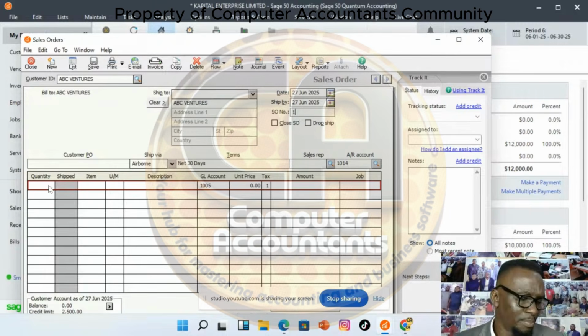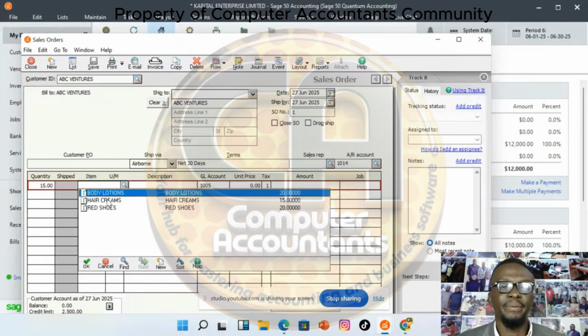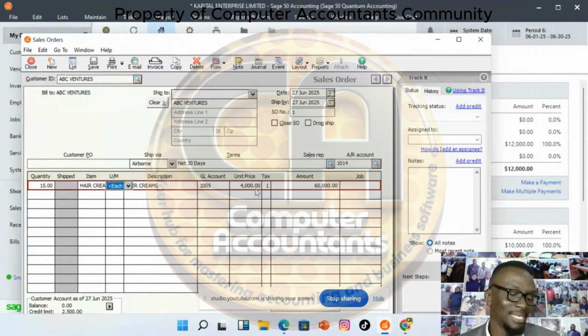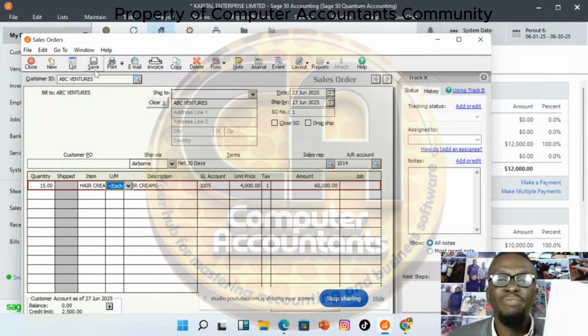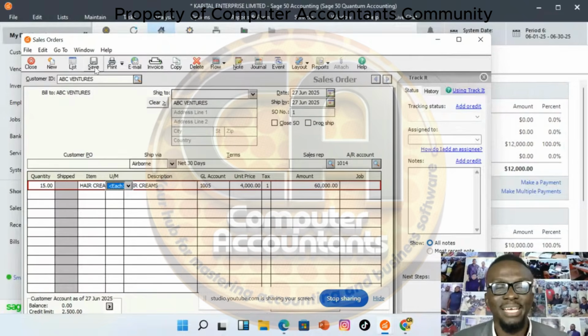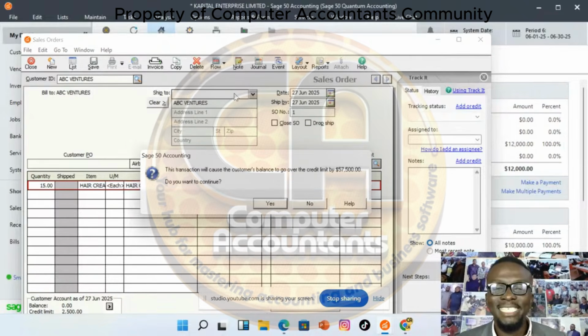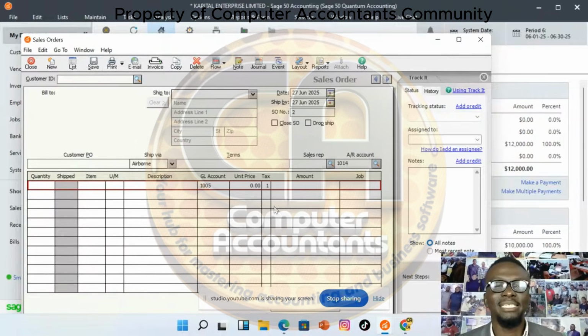So what does ABC want us to order? 15 hair cream. So item is hair cream, totaling 60,000. Okay, so this is settled. That means there is a document, an evidence that ABC Ventures has requested a sales order, to know what our service will look like. If the price is good, you can go ahead and say, okay, invoice us. So this is more like a documentary evidence, or just an initiator. Just click yes. So this has gone in.